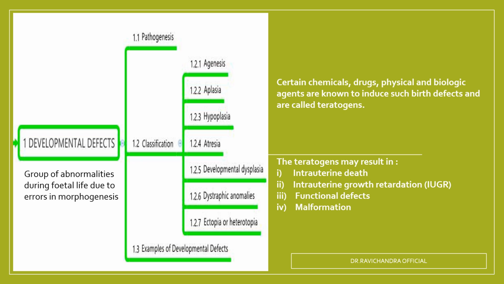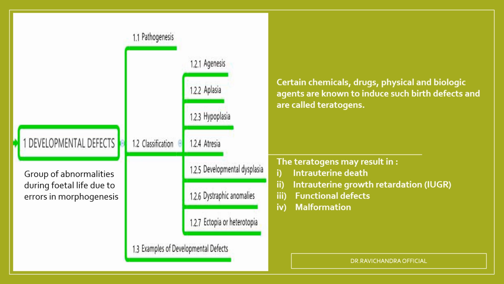Certain chemicals, drugs, physical and biological agents are known to induce such birth defects, and these are called teratogens. The effect caused by teratogens is called the teratogenic effect. The teratogens may result in intrauterine death, intrauterine growth retardation, functional defects, and malformations.